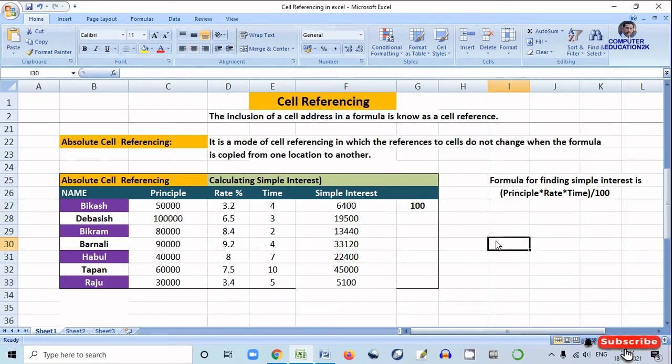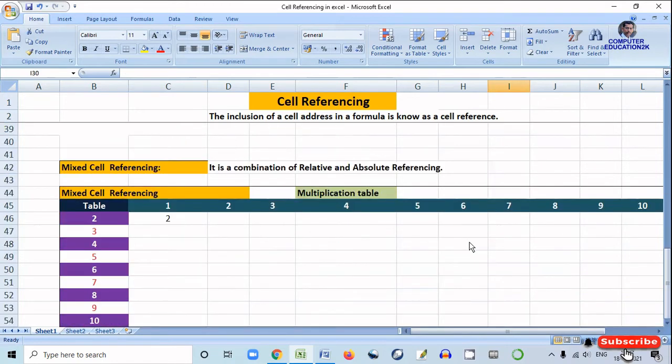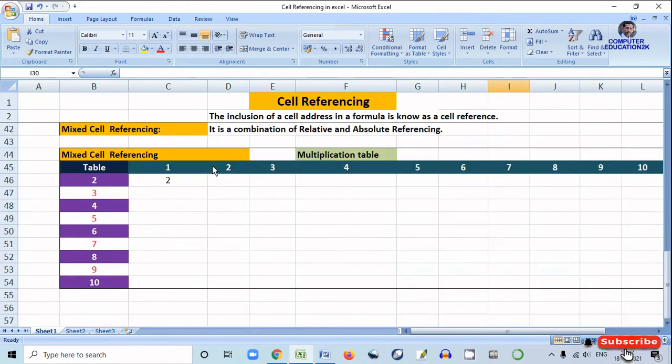Now let us see one more type of cell referencing, that is mixed cell referencing. Mixed cell referencing is a combination of relative and absolute cell referencing. Now let us understand this concept with the following example. In this table we are going to generate the multiplication table of 2, 3, 4, 5, 6, 7, 8, 9 and 10.